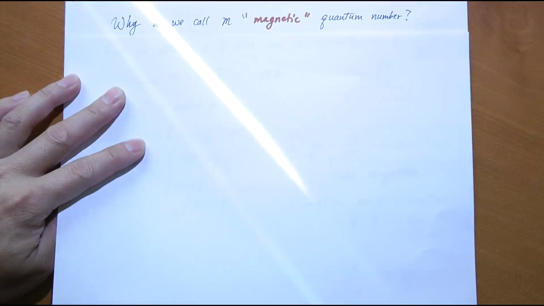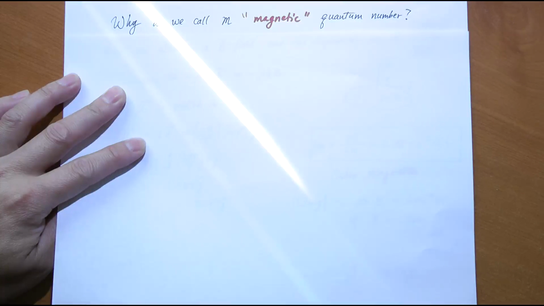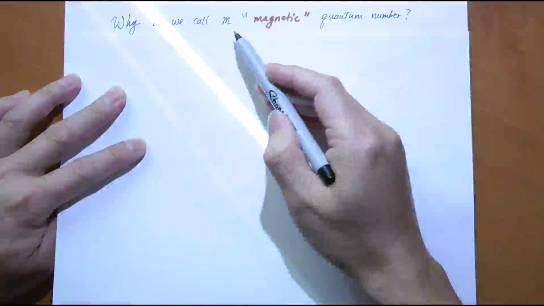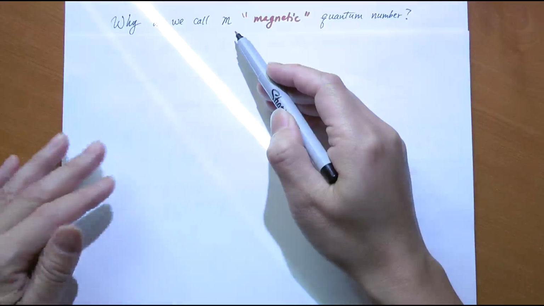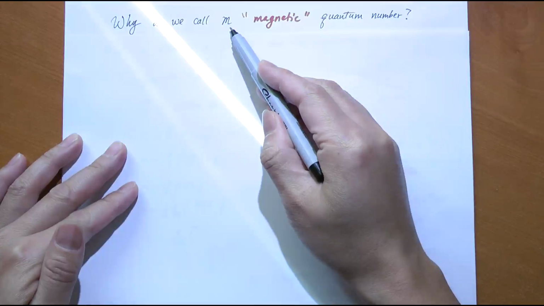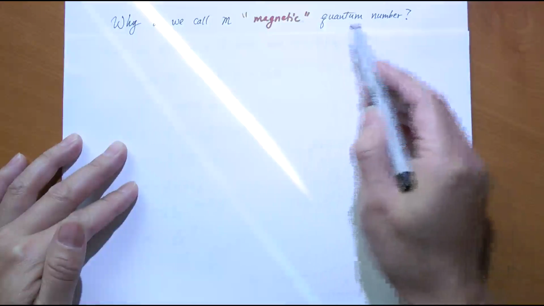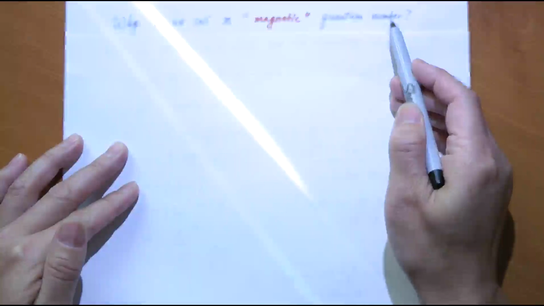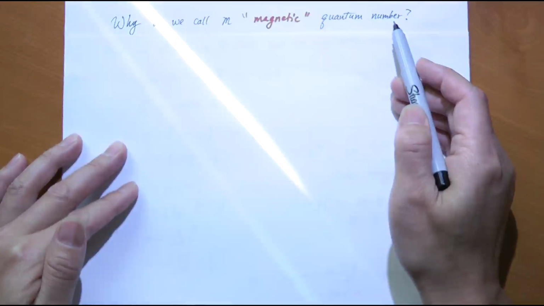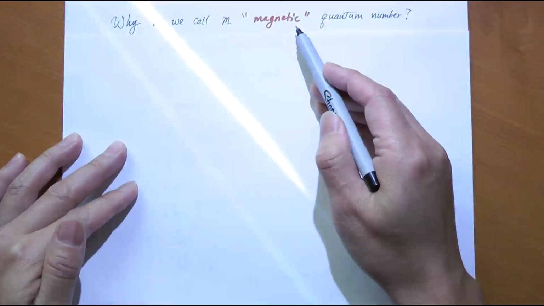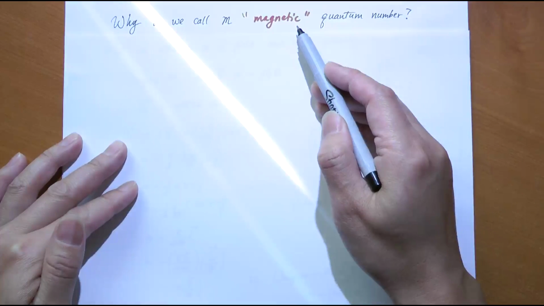So after all this talk about the z component of the angular momentum, which has to do with m, we still haven't named m, right? L was called the orbital angular momentum quantum number, and m, we call it the magnetic quantum number. Why don't we call it the z component of the angular momentum quantum number? Well, that's cumbersome, right? But is there a reason we call it a magnetic quantum number?